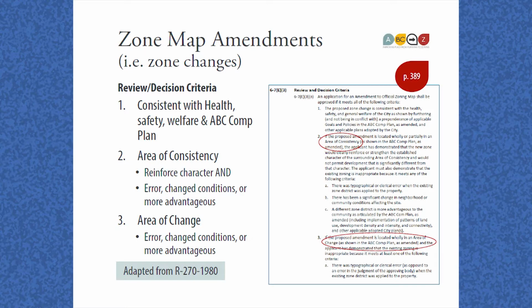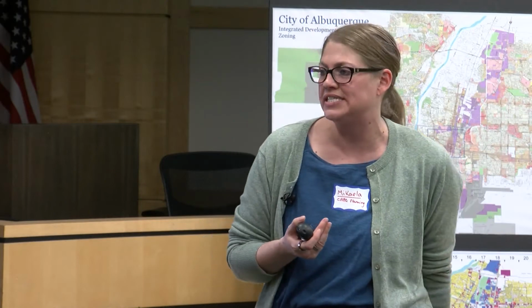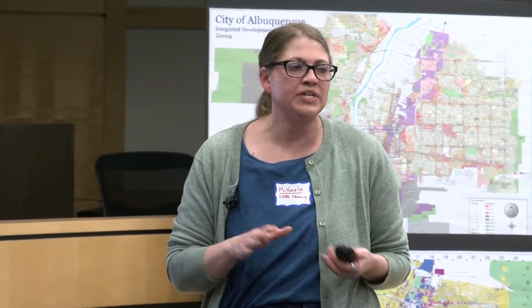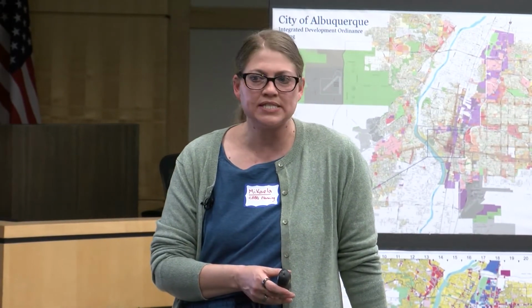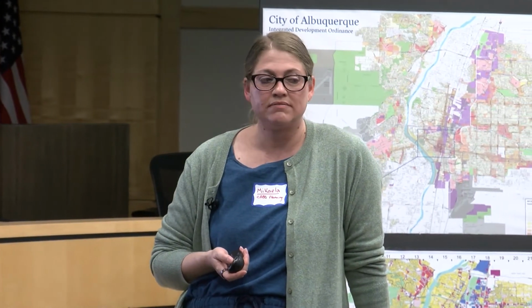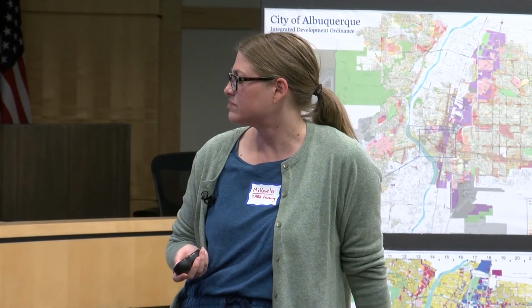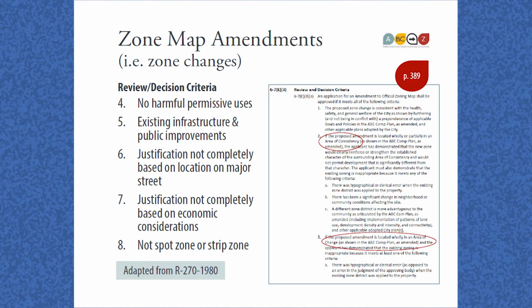And you'll see a couple changes in terms of making it a little bit harder, adding one more criterion for areas of consistency to get a zone change. So in addition to today's criteria, you also have to show, if you're in an area of consistency, how that zone change further reinforces the character of that area that surrounds the property in question. The rest of the criteria will be very familiar to those of you who know the R270 1980. So we're still saying we're not encouraging spot zones, strip zones. You still have to look at the comprehensive plan. You can't be harmful to others, all of those kinds of things.